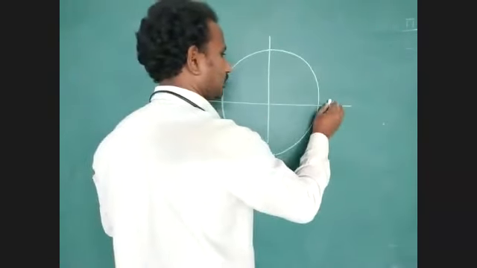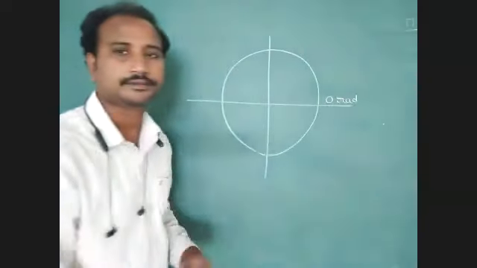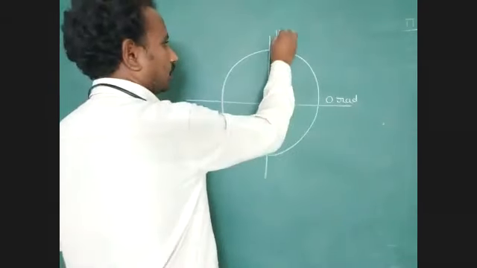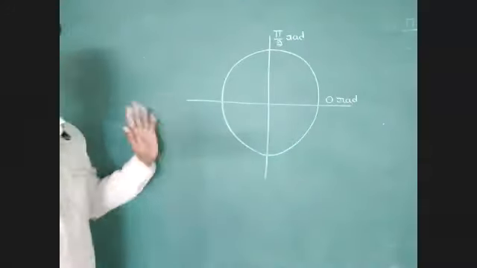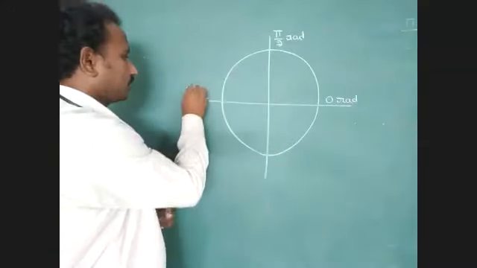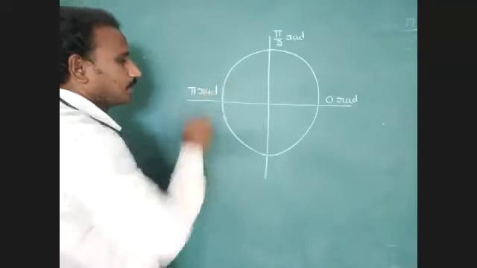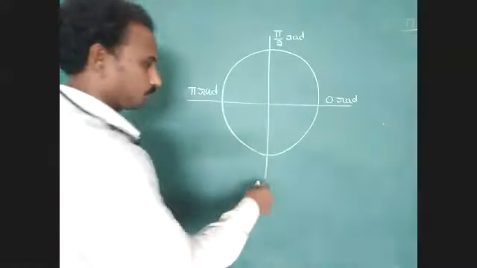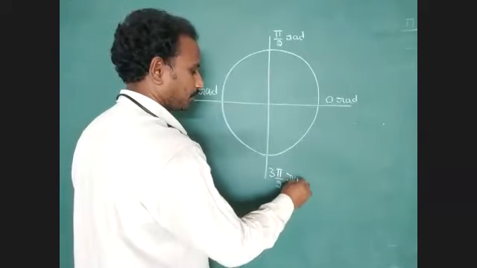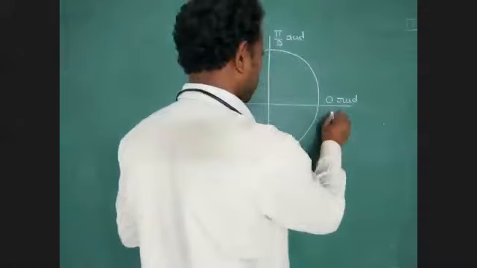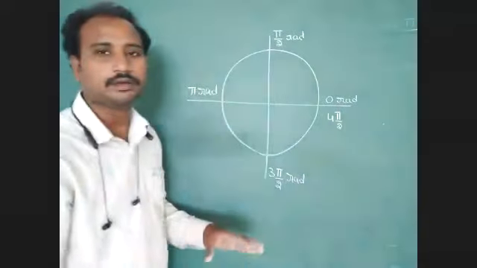The first one is 0 radian. Next one is pi by 2 radian. It is not degree, it is pi by 2 radian. Next one, pi radian. Next one, 3 pi by 2 radian. The next one, 4 pi by 2 radian.